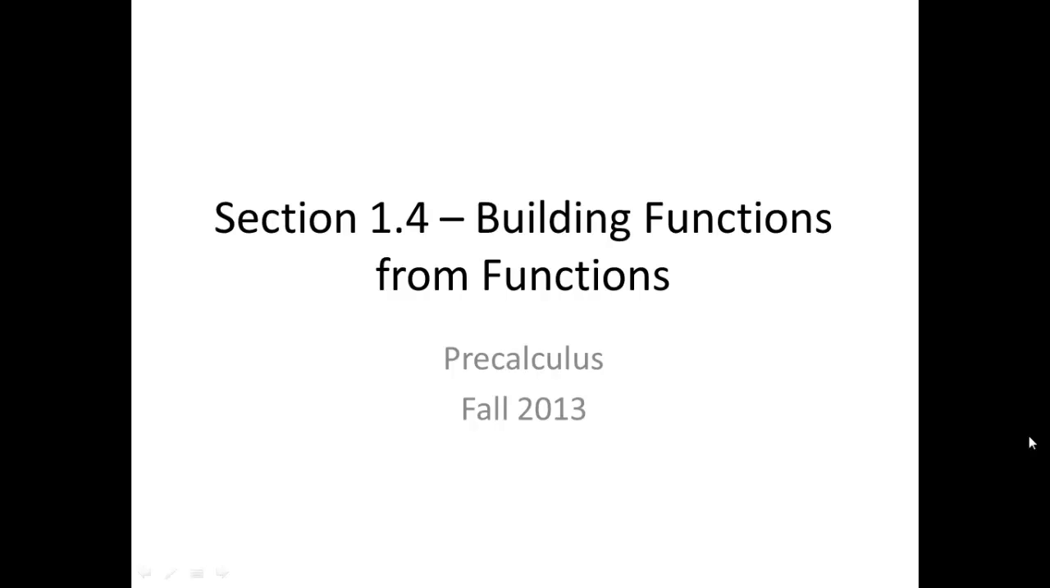Section 1.4, Building Functions from Functions. So in this section, the objectives that we're going to look at are basic function operations, including composition. So we're going to add, subtract, multiply, and divide functions, as well as plug functions into other functions. We're going to evaluate piecewise defined functions.